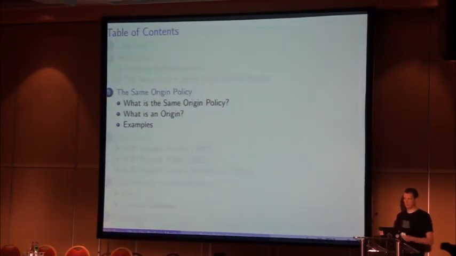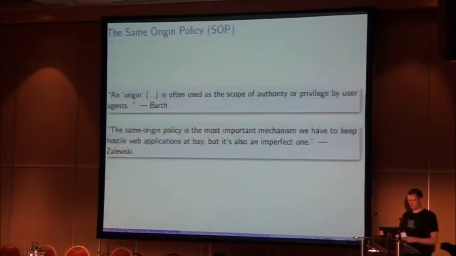Okay, let's think about what the same origin policy is. I'm going to explain it for a bit. So Adam Barth said, an origin is often used as the scope of authority or privilege for a user, by user agents, sorry. Or Michal Zalewski said, the same origin policy is the most important mechanism we have, but it's also an imperfect one. Okay, that means the same origin policy is the foremost access control policy in the browser. And it controls how JavaScript accesses resources in the document, and it grants or denies access.